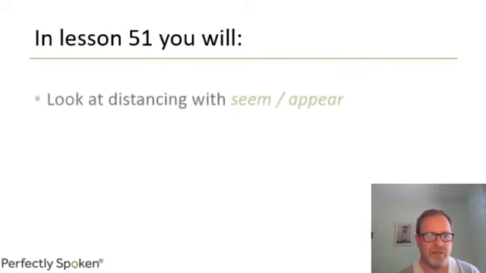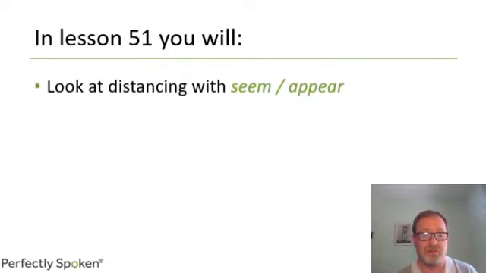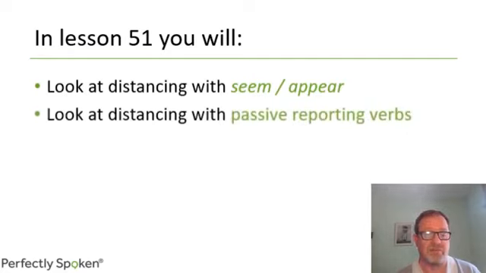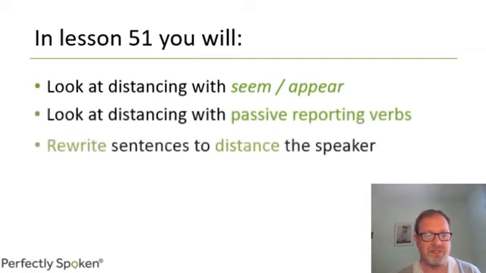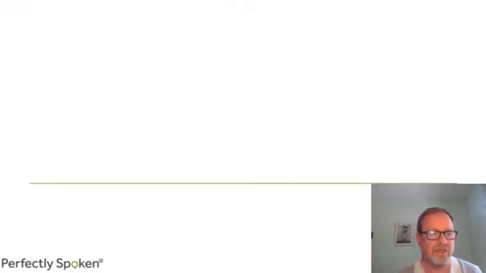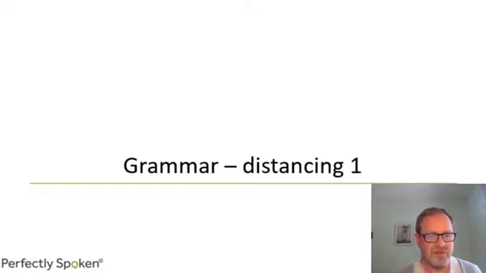So we're going to look at the use of the verbs seem and appear. We're going to look at passive reporting verbs, and then we're going to rewrite some sentences to distance the speaker from the statements that are made and so on. So, first of all, seem or appear.